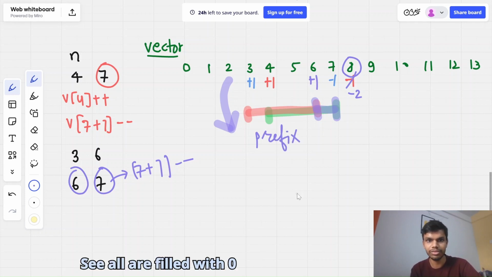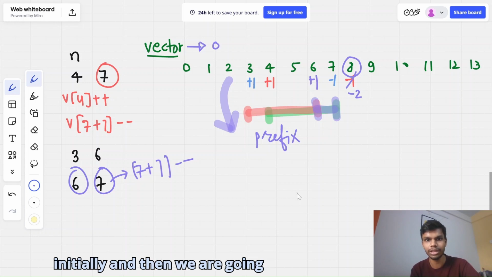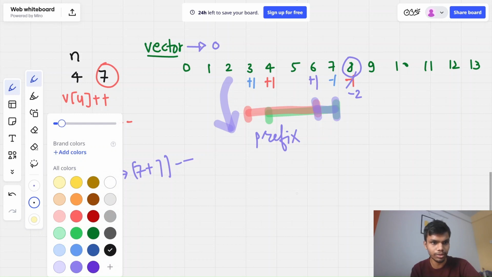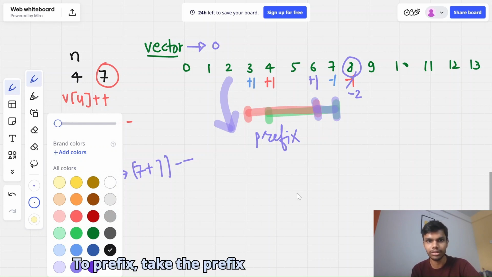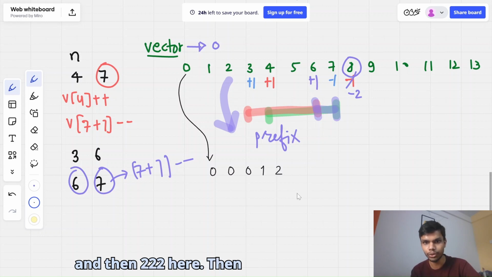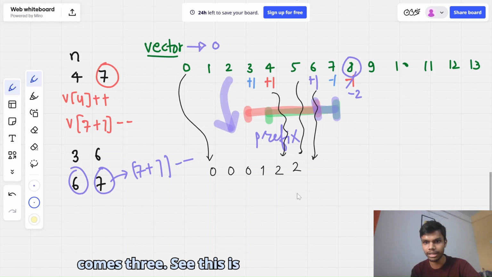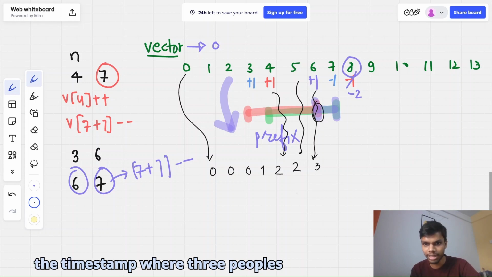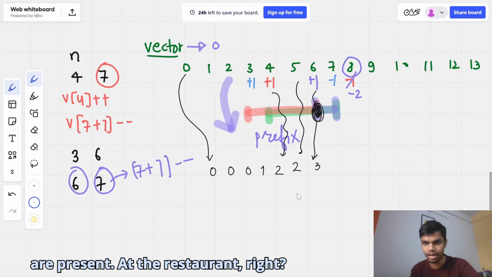See, all are filled with 0 before, so the vector is initialized with 0 initially, and then we are going to take the prefix for that particular array. 0 0 0 1 and then 2 for 2 here, then we carry 2 here as well, then here it comes 3. See, this is the timestamp where 3 people are present at the restaurant, right?